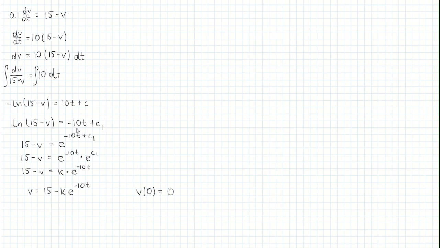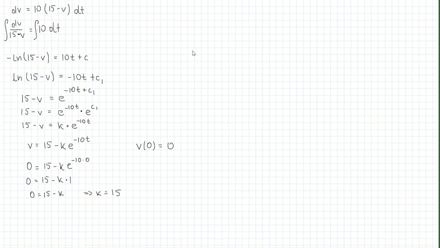From our question, we also know the initial condition stating that at t equals 0, the value of V is equal to 0. So we will use that to find the value of k. V is equal to 15 minus k e to the power minus 10 times 0. When we put t equals 0, the value of V is then equal to 0. Therefore, 0 is equal to 15 minus k. e to the power minus 10 times 0 is e to the power 0, which is simply equal to 1. So we have 0 is equal to 15 minus k. Therefore, k is equal to 15.